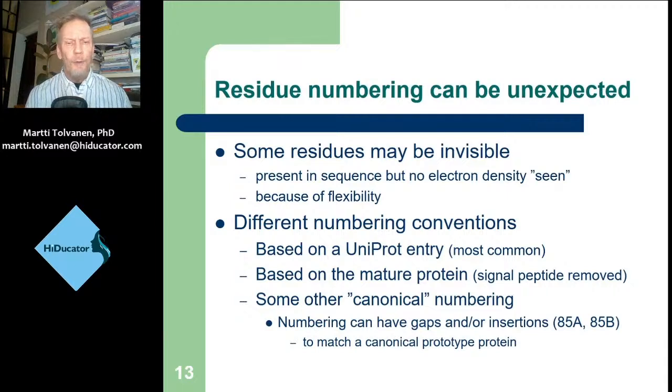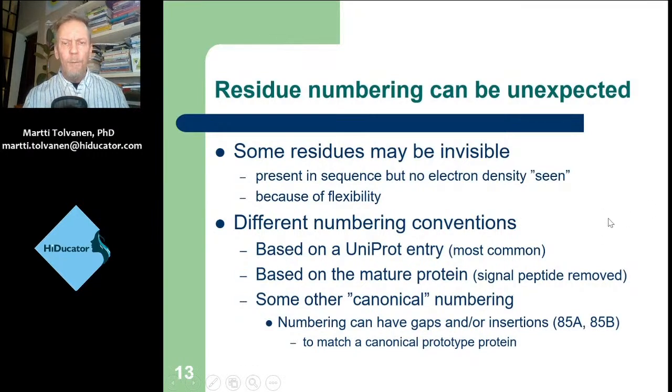prototype protein. For instance, for immunoglobulins, they follow canonical numbering so that the constant parts of the Ig chain have constant numbers, whereas in the variable loops they have canonical numbering, and then depending on the length of the loop there might be gaps in the numbers, or there might be insertions so that a long loop is created by putting multiples of the same number, 85A, 85B.